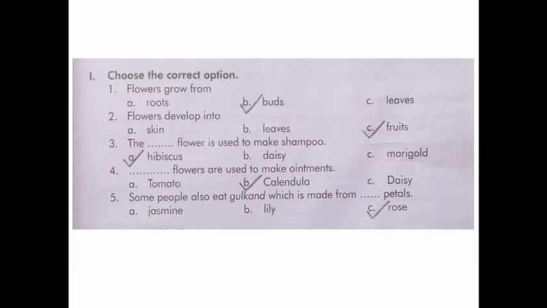Number 4. Dash flowers are used to make ointments. A. Tomato, B. Calendula, C. Daisy. Correct option is option B. Calendula. Number 5. Some people also eat gulkand, which is made from dash petals. A. Jasmine, B. Lily, C. Rose. Correct option is option C. Rose.